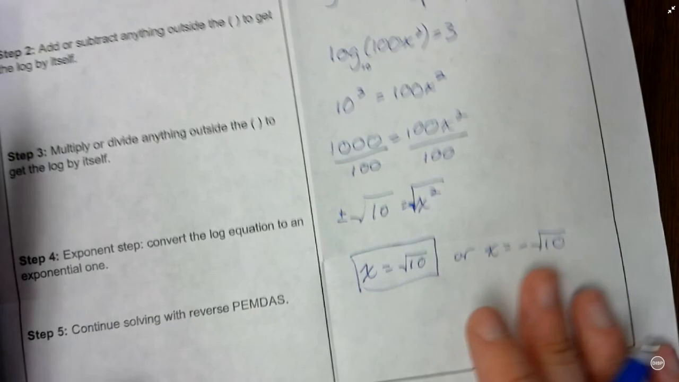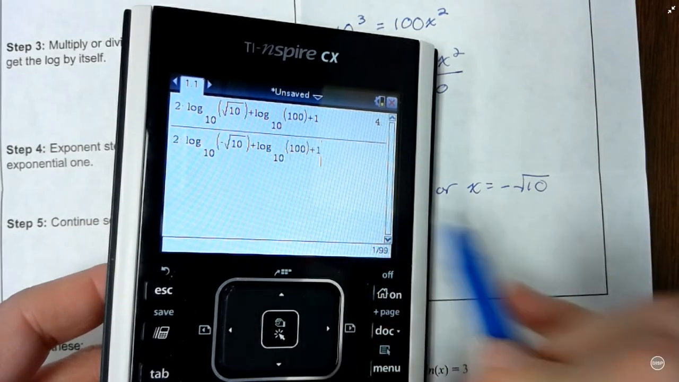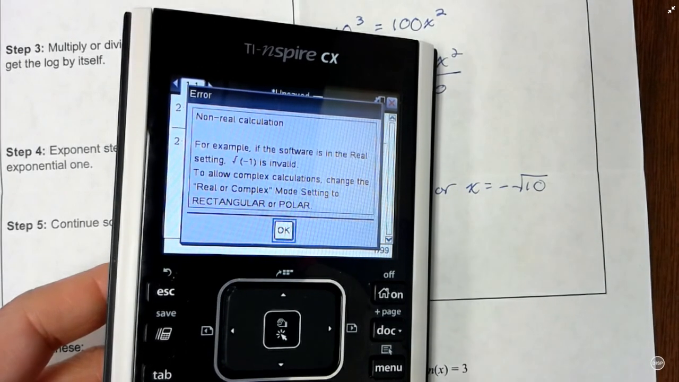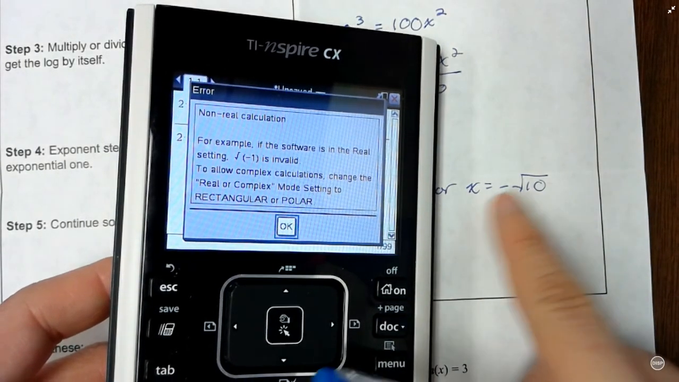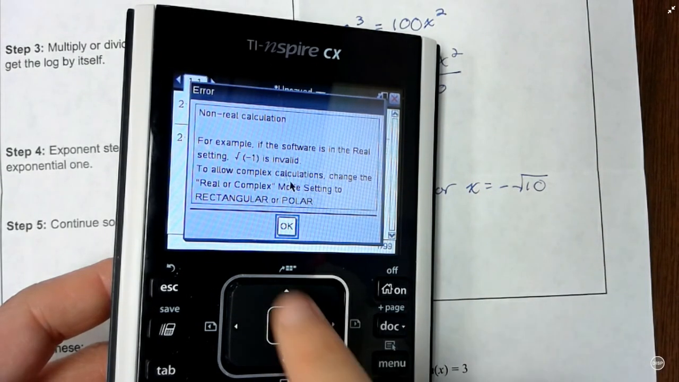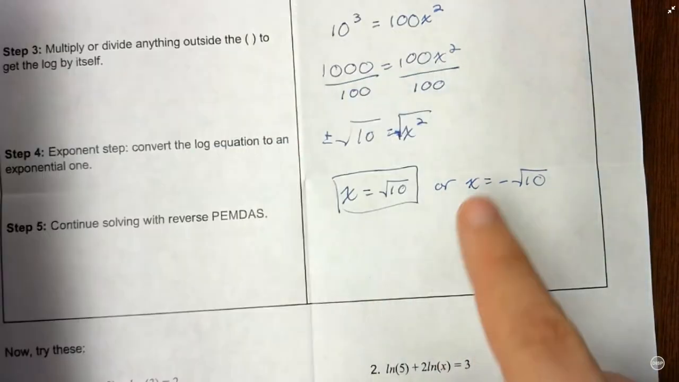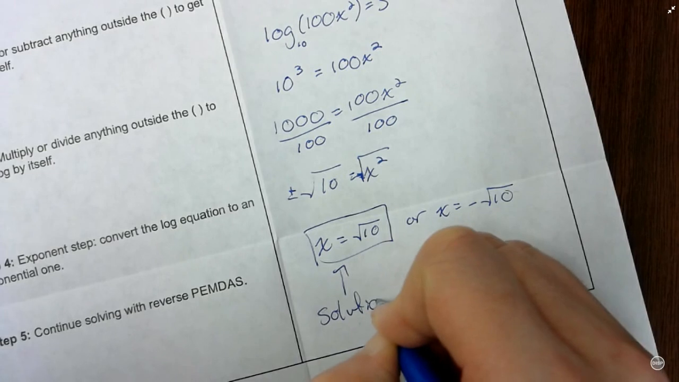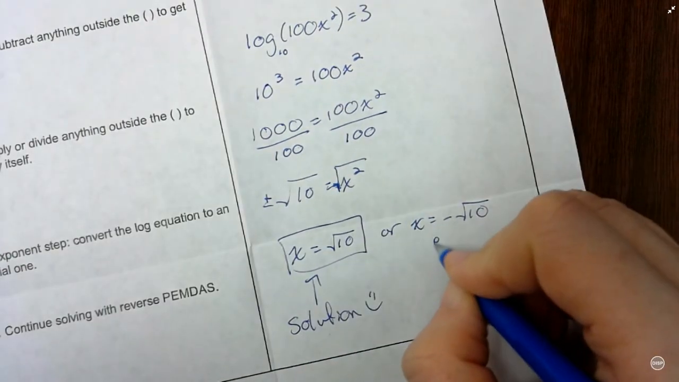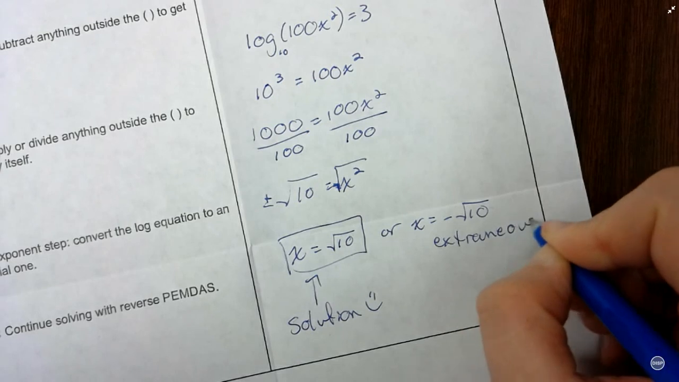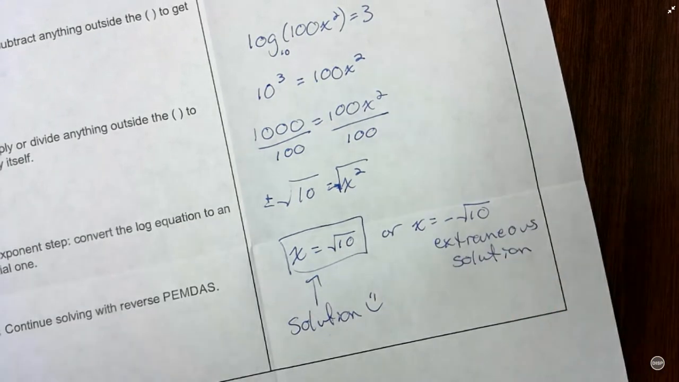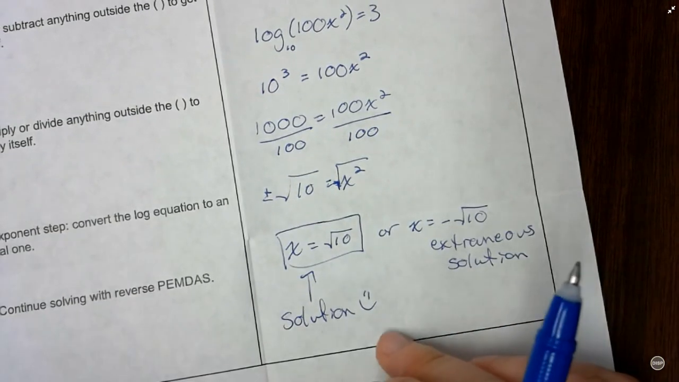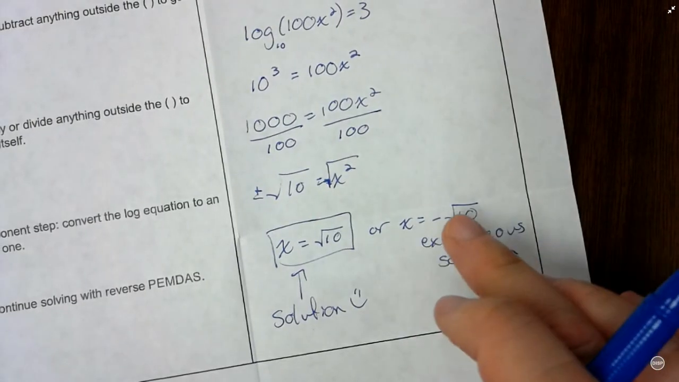Now I have to check this one. Here we go. I got it typed in. I've replaced x this time with negative the square root of 10. Let's press enter. Nope, non-real calculation. So that means this right here is not really a solution. It's an extraneous solution. Now we do have a proper solution here. So this is a solution. Yay. This is an extraneous solution. So remember, extraneous solutions are not actual solutions. So if I asked you on a test or something, what's the solution to this equation, you would not list this one.